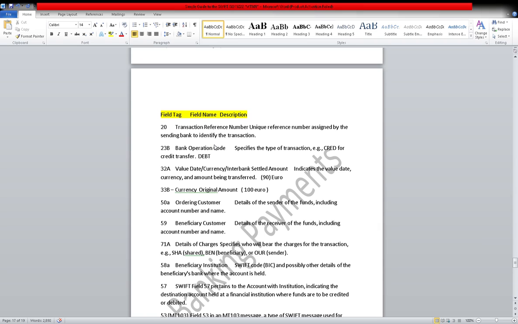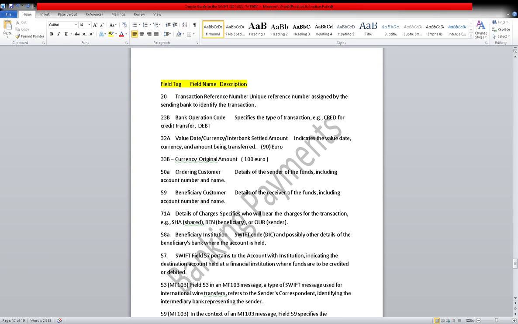Now I am moving to the next one. Okay, sorry, not this one, here. Now 50K is your ordering customer, a person who is initiating a payment, the name of the person. There are different ways you can call that person. Here one of the methods is mentioned: 50A, customer details of the sender of the funds including account and name. So 50K is mentioned here.